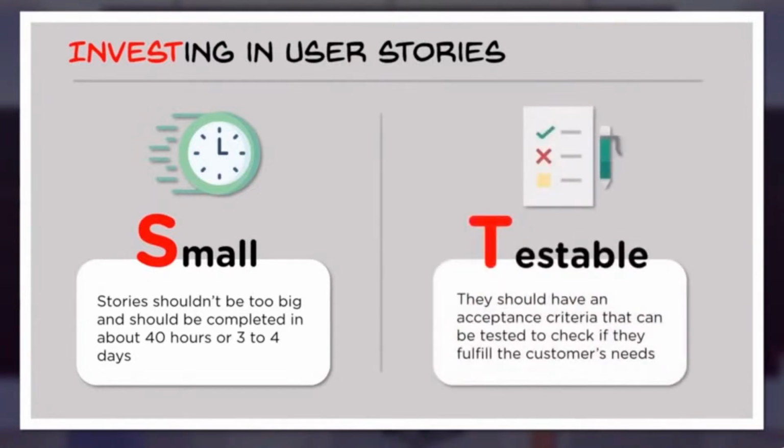Now testable. When we say a user story is testable, one has to ensure that development is complete and has been done correctly. Once you create a user story, it needs to be articulated in such a way that it becomes measurable. When I say testable, there should be target metrics which help me state, yes, this particular requirement is accomplished. So stories should have acceptance criteria that can be tested to check if they fulfill the customer's need.